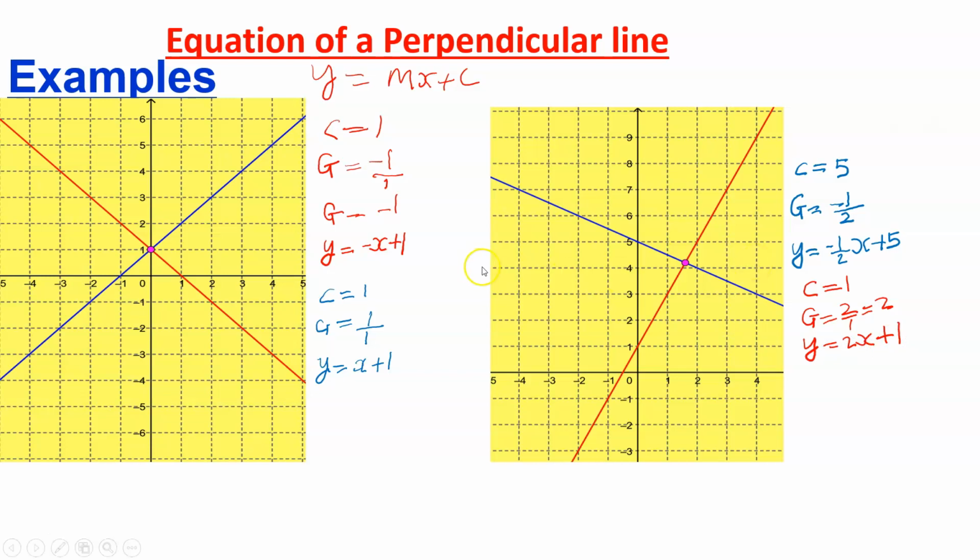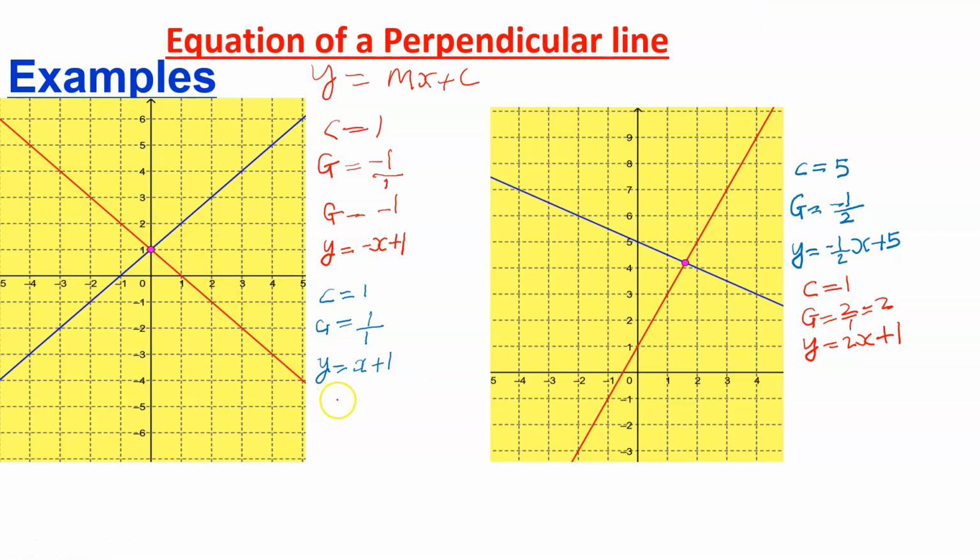Now, let us compare, for example, the intercepts. Here, the 2 intercepts are the same. But if you look here, one of them is 5, one of them is 1. So there's no relationship between the 2 intercepts. But when it comes to the gradient, let us see what we found here.